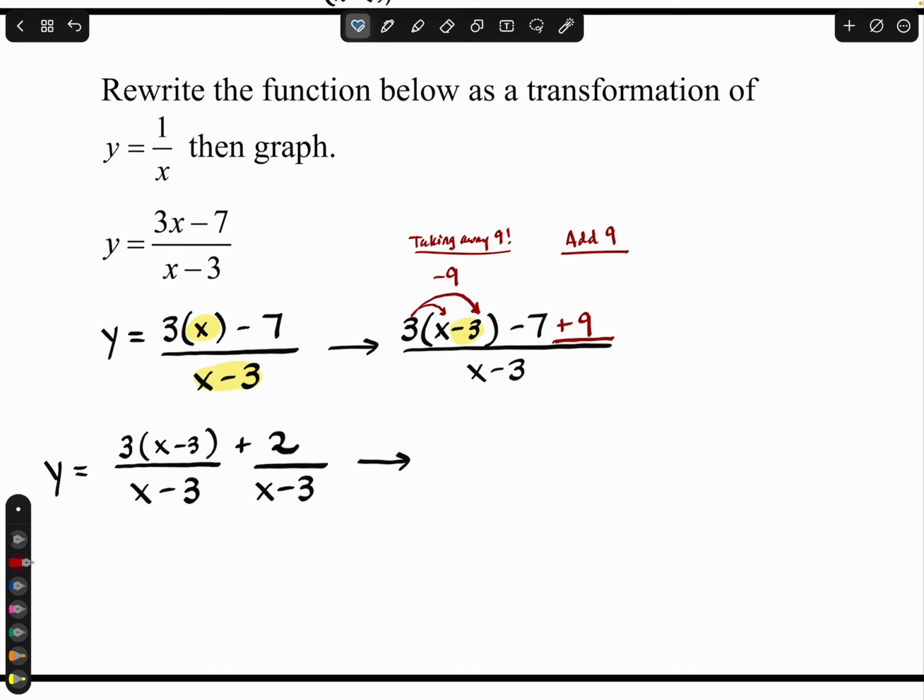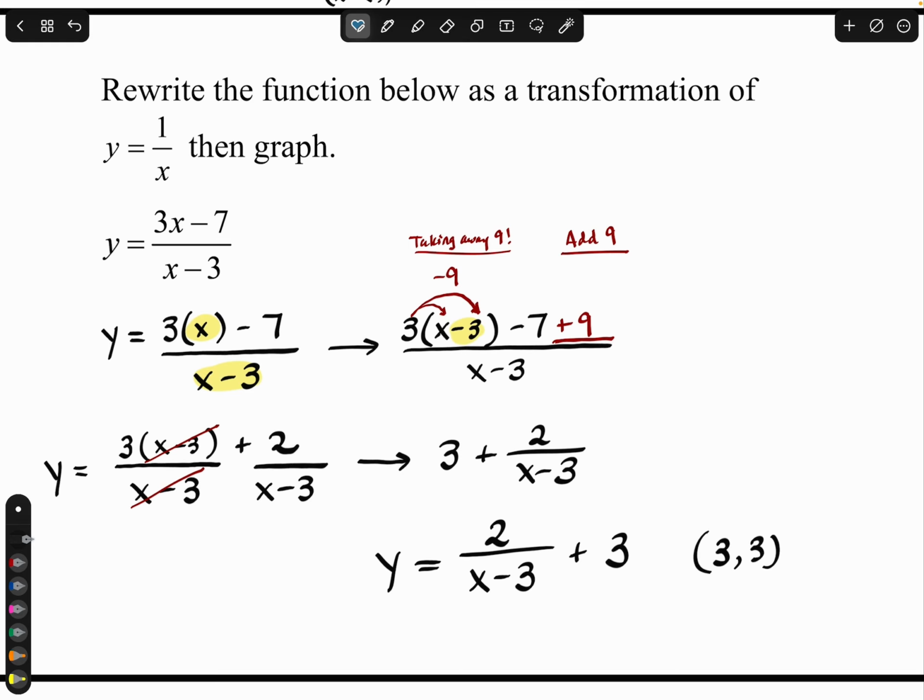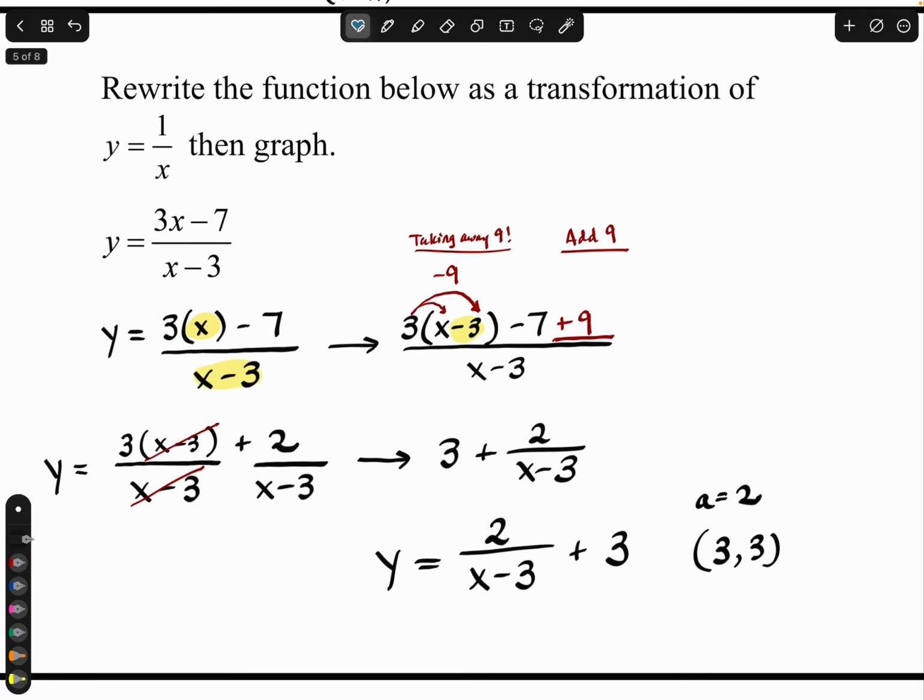Okay, now, can we reduce either of these? Yes. The whole reason we did this was so we could reduce that out. So what we have here is 3 plus 2 over x minus 3. When we go to write it, just to make it a little more familiar, it looks like our locator point will be at the point (3, 3), and it has a vertical stretch of 2. Just to remember how to do that, let's go over here to the graph.